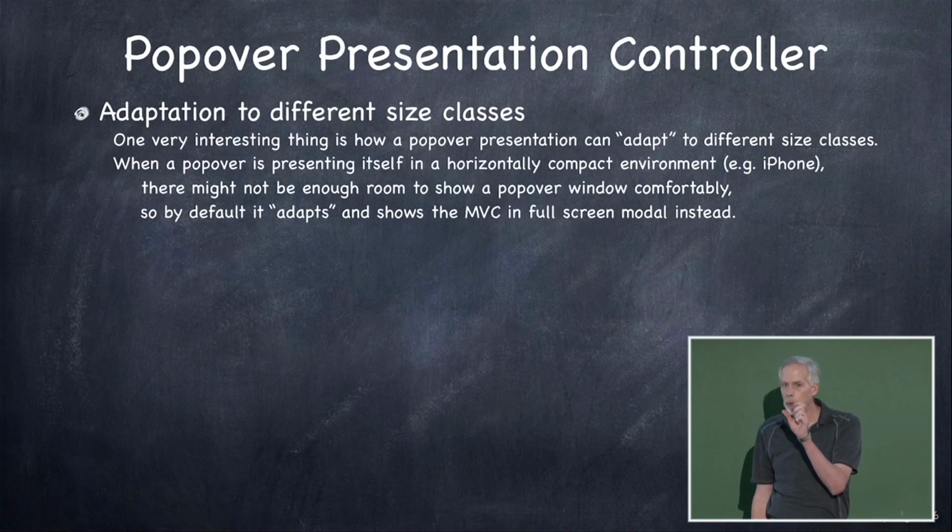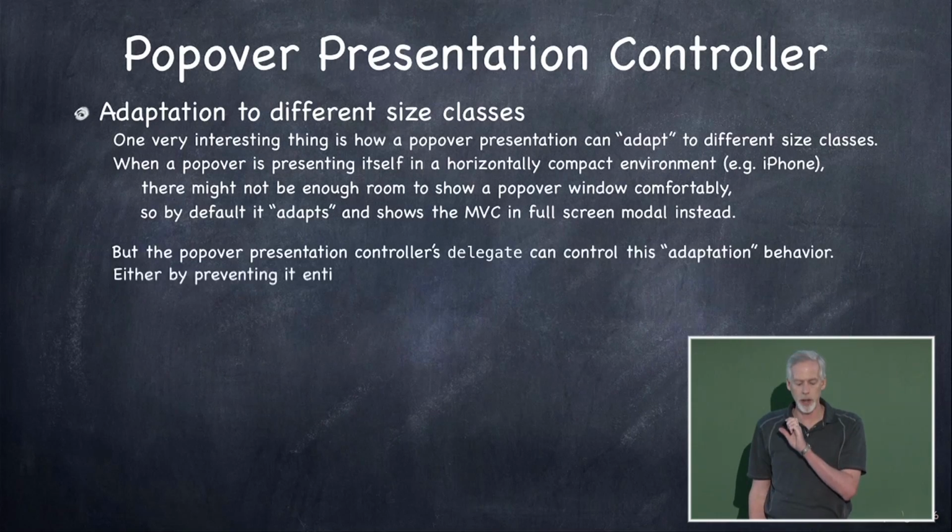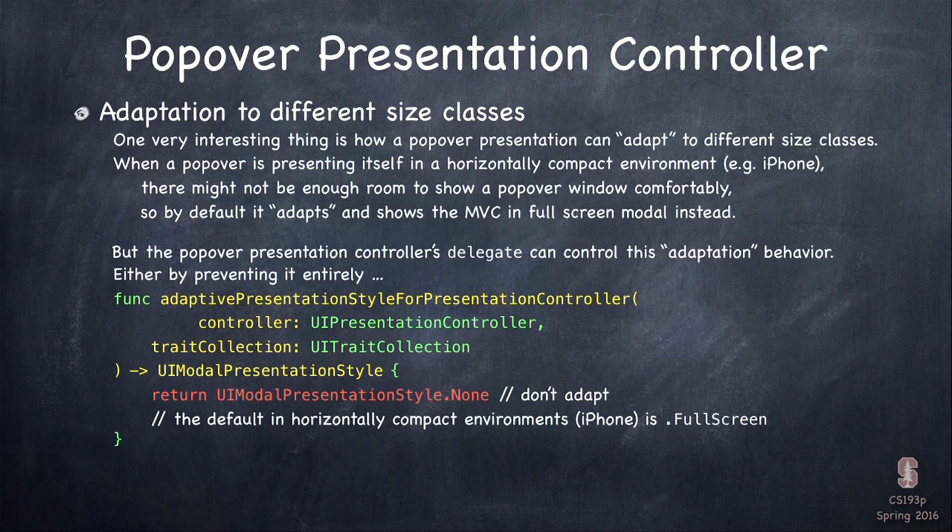Maybe it is a small little popover, and you do want it to be a popover on iPhone, and you can control that. And here's how you do that. There is a method. Okay, this is actually a presentation controller delegate method, and you can see it just sends you the controller here and a trait collection. So that's the size classes right here. And you're going to return a presentation style. Now, if you don't implement this delegate method, then in horizontally compact, it returns full screen. Otherwise, it returns whatever was set up in the storyboard, popover or form sheet or whatever. But if you do implement it, you could return, for example, UIModalPresentationStyle.none, which means don't adapt.